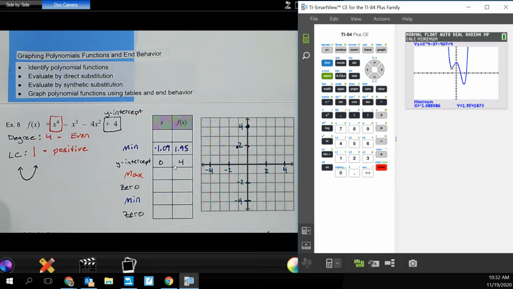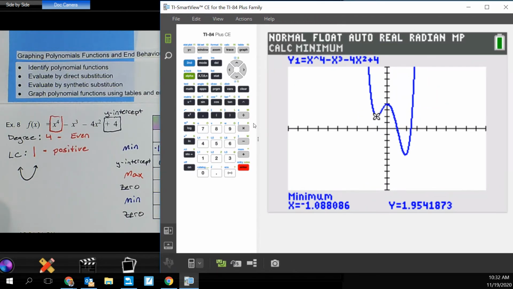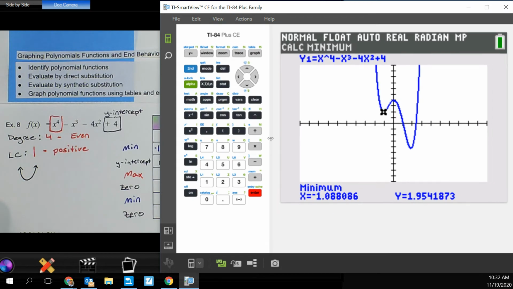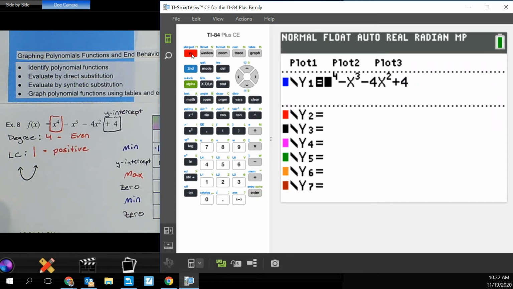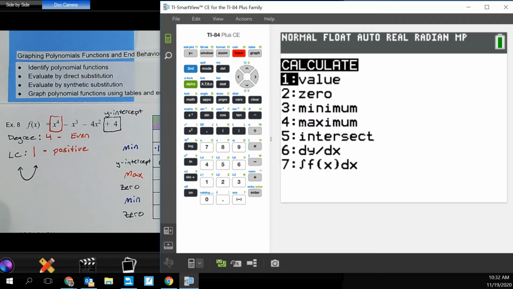So the next thing I come to is the y-intercept, which I have already from the equation. And then I want to check where the max might be. So I'm going to make this window a little bigger. Oh, sorry, I'm going to hit graph because I want to graph it. And I want to hit second calc. And now I'm looking for the maximum. So I'm going to hit number 4.